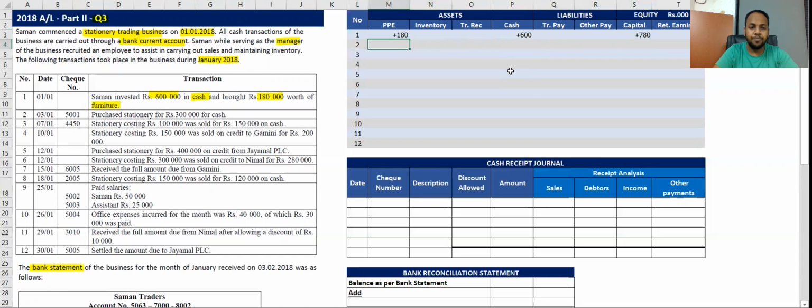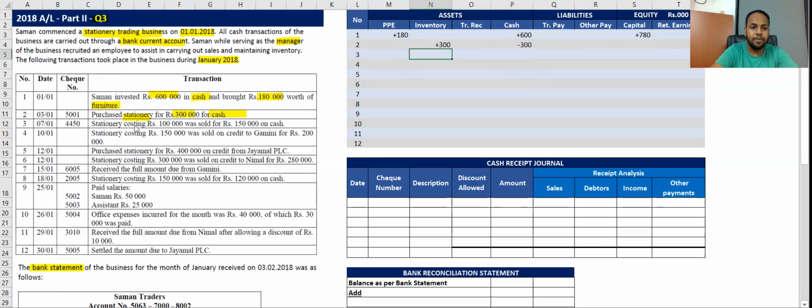Number 2. Purchase stationery for 300,000 for cash. So it's a cash purchase. Cash will decrease. We are giving cash 300,000. And stationery is the inventory. So the inventory will increase by 300,000.